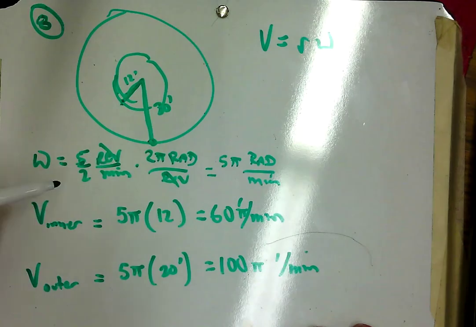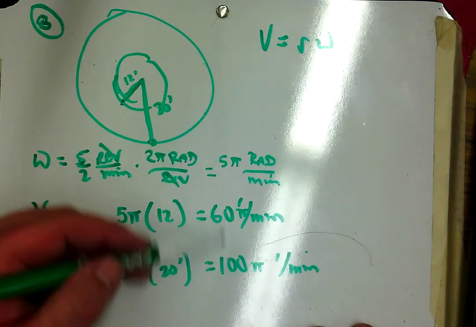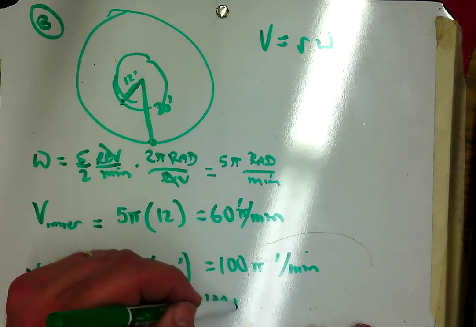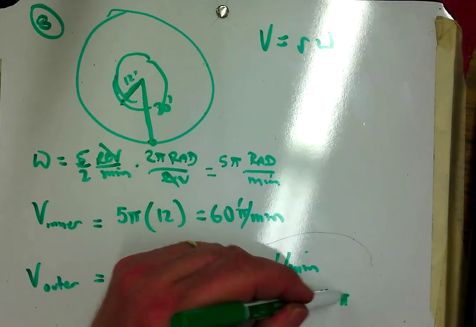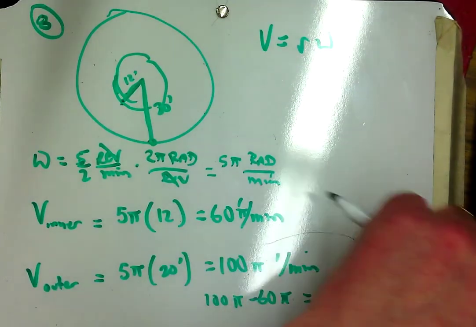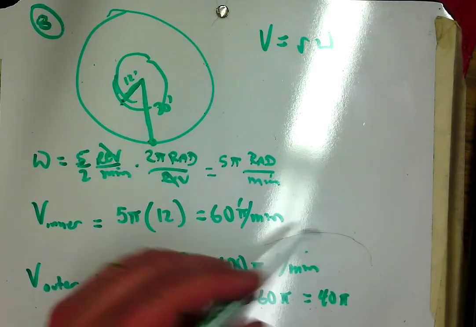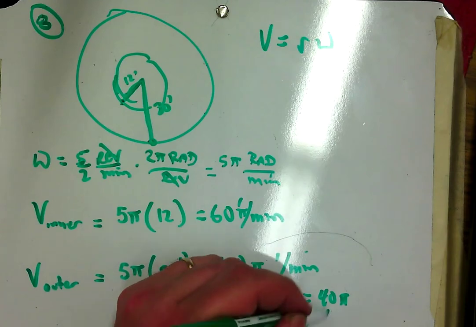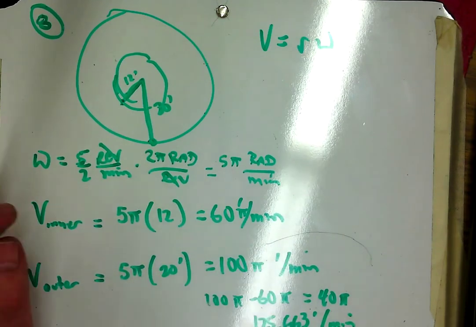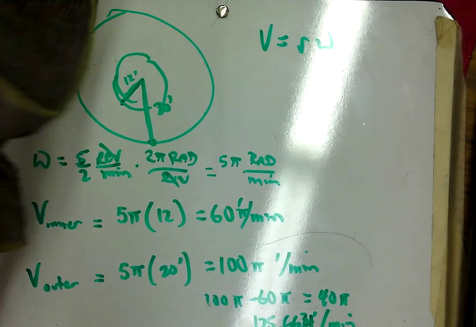Oh, I want the difference in these. Well, the difference in these, 100 pi minus 60 pi is 40 pi. And on my calculator, 40 pi turns out to be 125.663 feet per minute. Okay? So there's problem number 8. We're almost halfway done. Let's take a look at problem number 9.